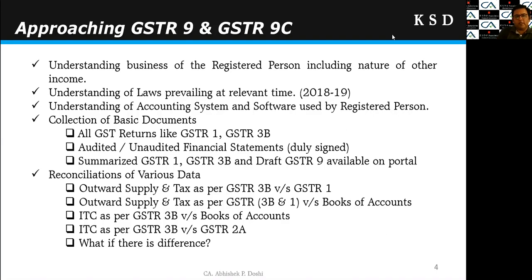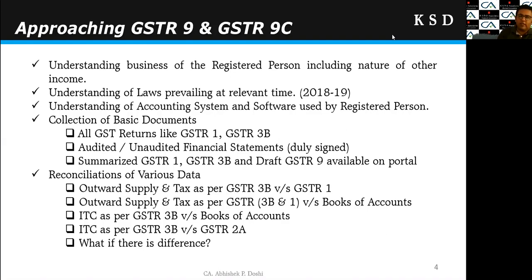Then this is the basic thing, collection of the basic documents. All returns like GSTR 1, GSTR 3B will be readily available with us. Audited, unaudited financial statements duly signed by the registered person. And then at last, summarized GSTR 1, GSTR 3B and draft GSTR 9, which are readily available on the portal. The GST portal gives you the summarized GSTR 1 and 3B for the entire year. That we should download, that will be useful in the reconciliation.